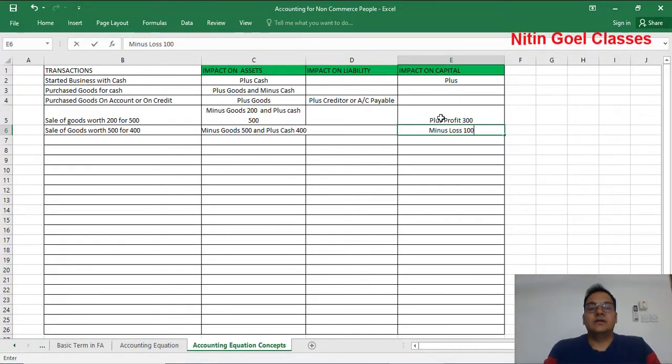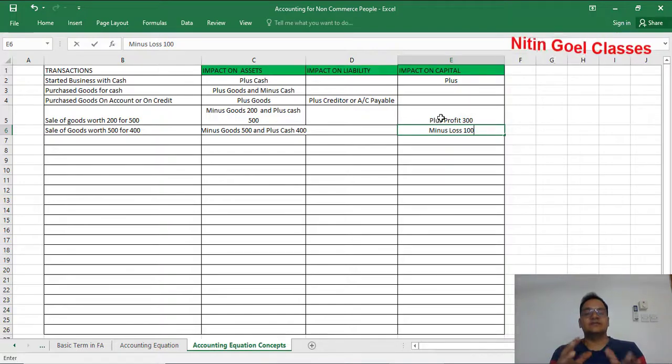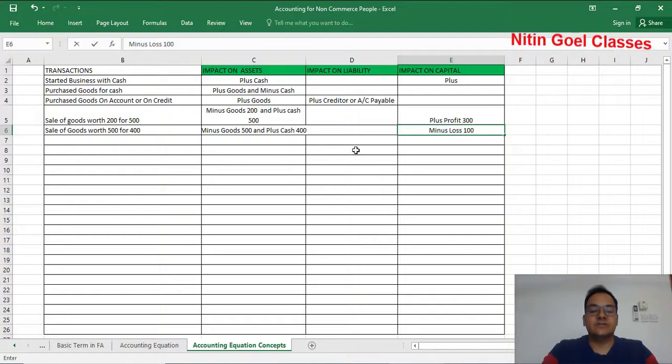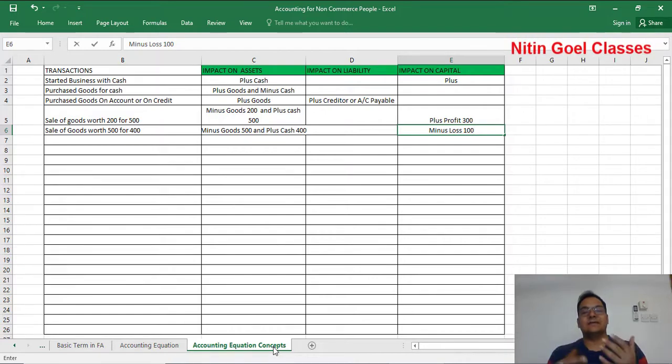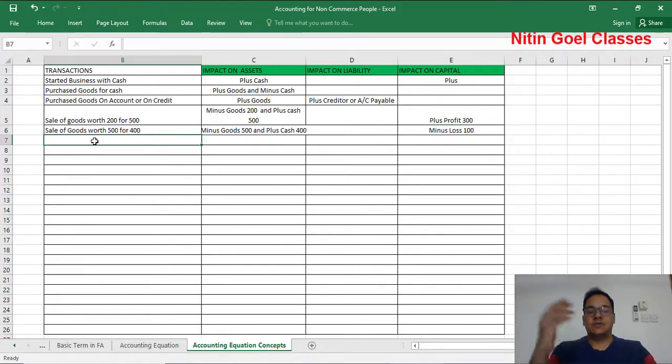Loss 100. I'm not making a complete chart because this way is helping you to make a note, because if you see the lecture name, we have mentioned here accounting equation concept. So you're understanding the concept about it. So let us continue more things.